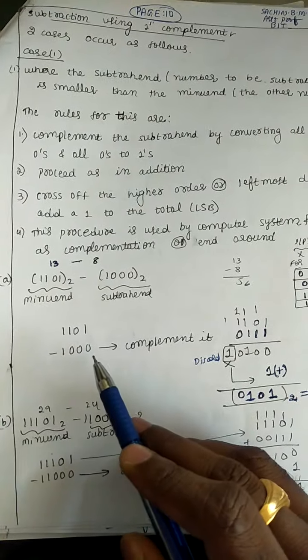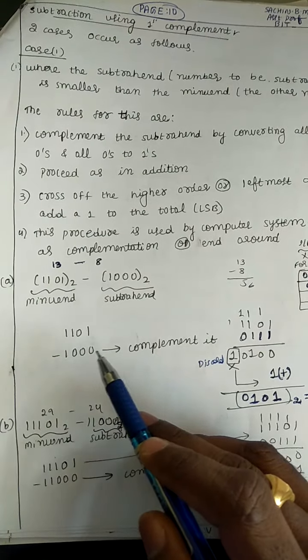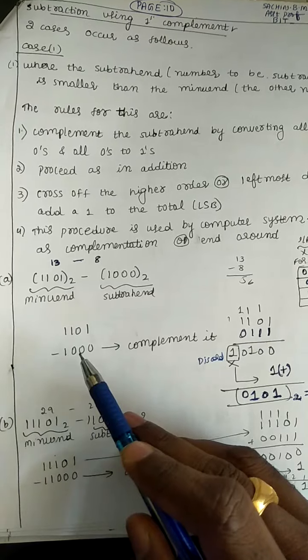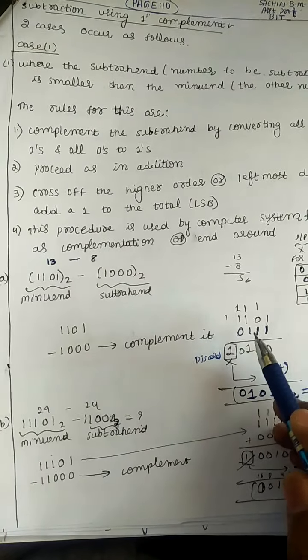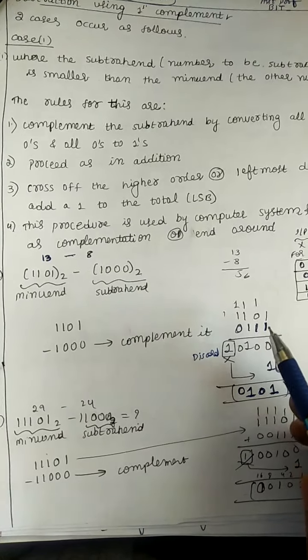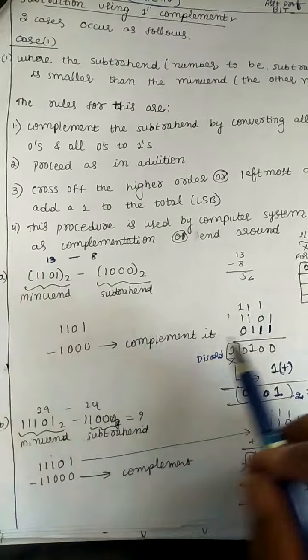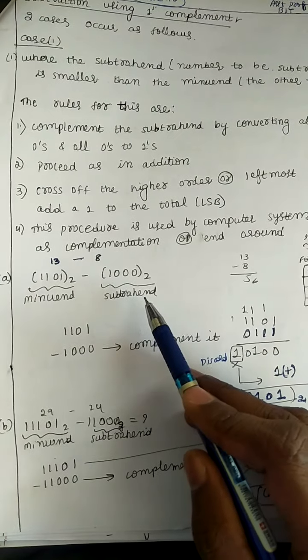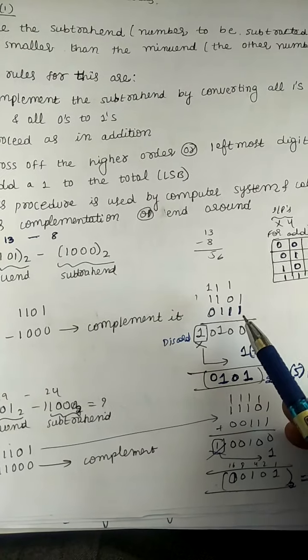So what you have to do, you complement the subtrahend, do ones complement. Wherever you have 1 you place it 0, wherever you have 0 you place it 1. So 0 1 1 1 and 1 1 0 1. You add these two numbers. The minuend you write as it is, only for the subtrahend you have to find the ones complement. Okay, then you add it.